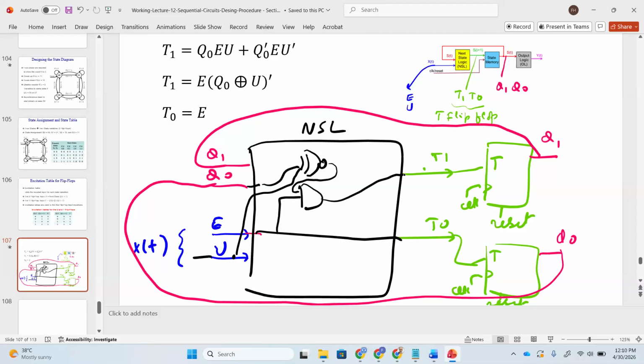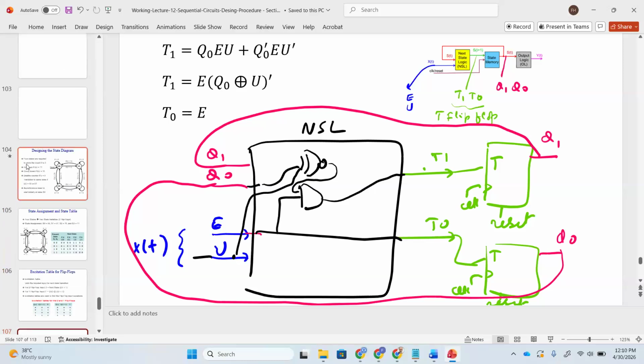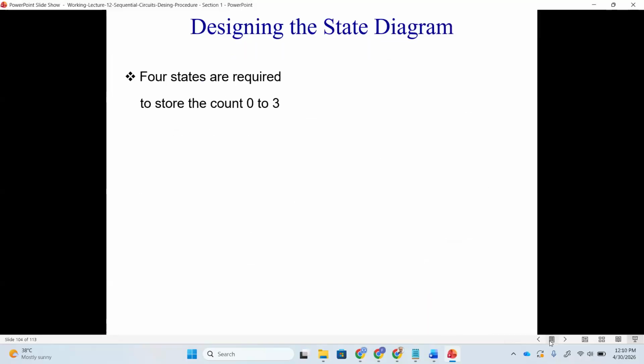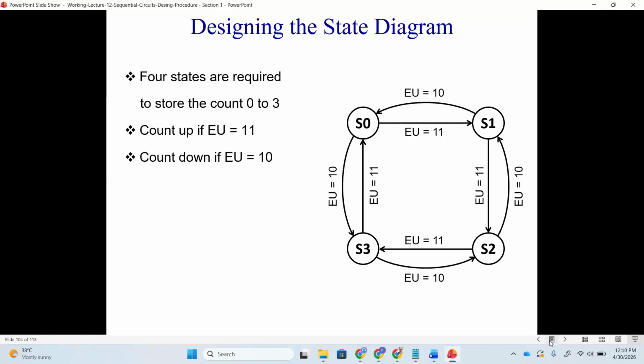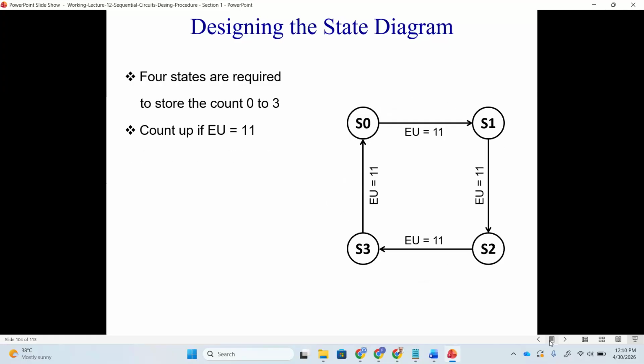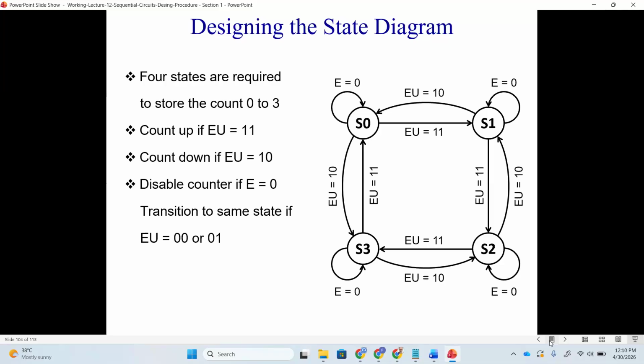So now I'm going a little bit to some kind of an animation from here. Basically we have four states, S0, S1, S2 and S3. If E is 1 1, we go up: from S0 to S1, from S1 to S2, S2 to S3, and S3 to S0. If 1 0, we go down, backward. Here we go forward, here we go backward. And if E is 0 0 or 0 1, we stay in the same state. And reset will initialize the system to the known state, which in this case is S0.